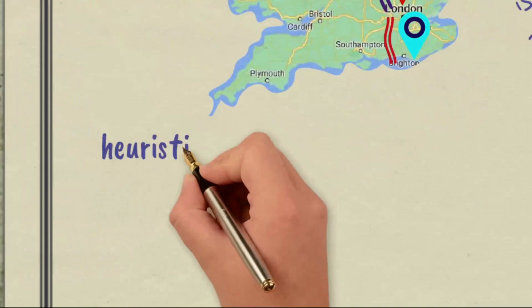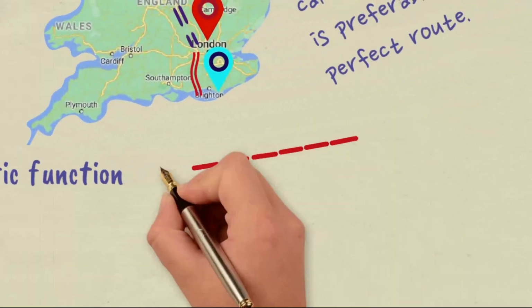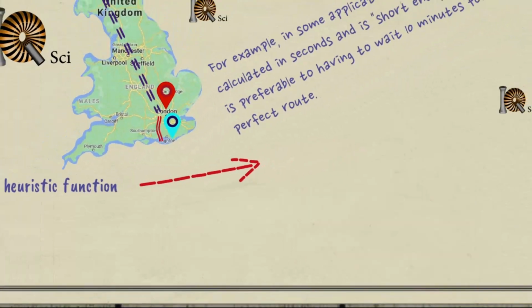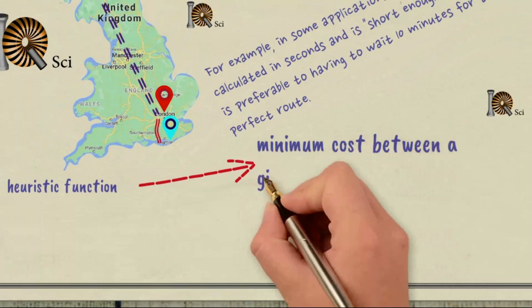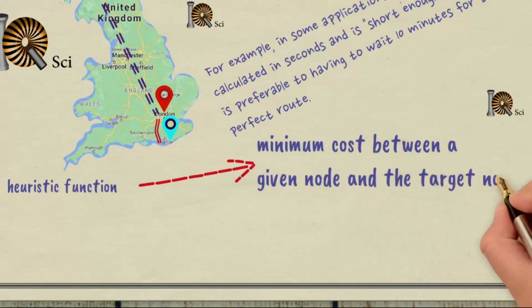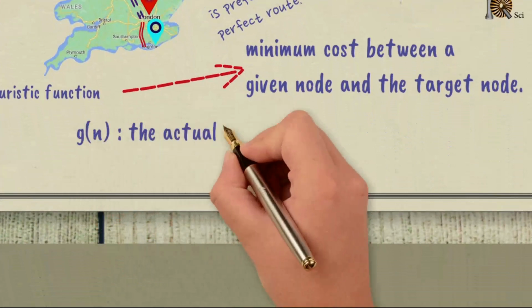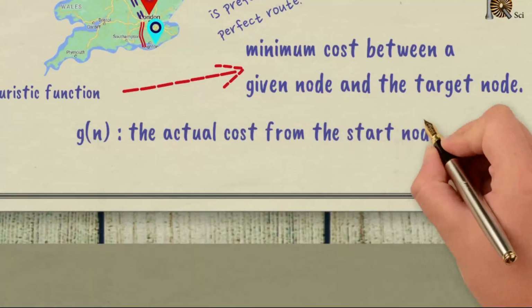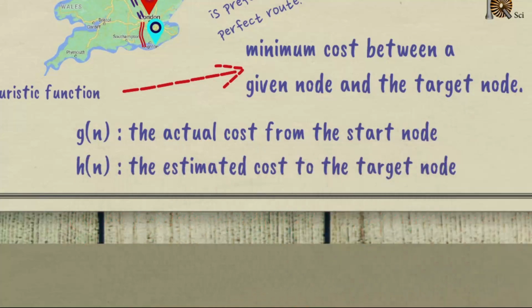The heuristic function provides an estimate of the minimum cost between a given node and the target node. The algorithm will combine the actual cost from the start node, referred to as G(n), with the estimated cost to the target node, referred to as H(n), and uses the result to select the next node to evaluate.